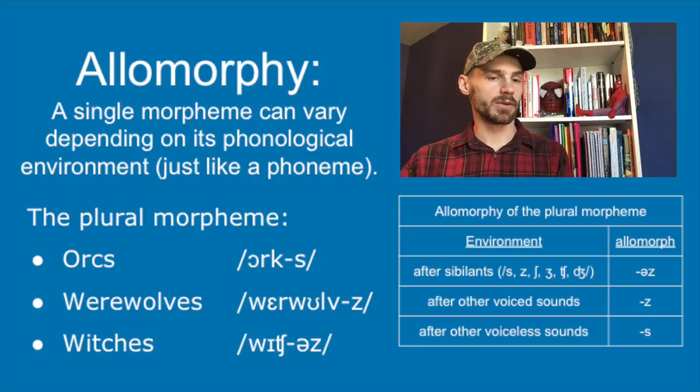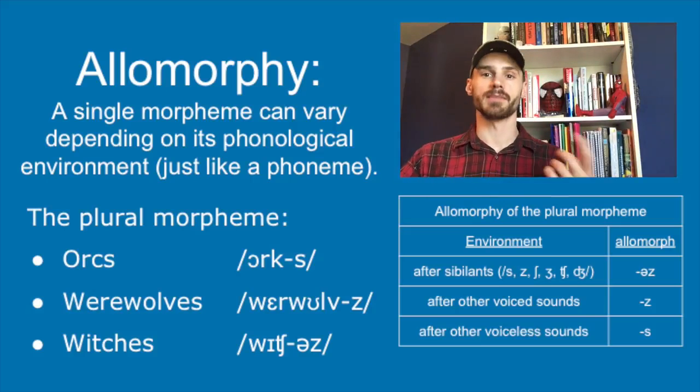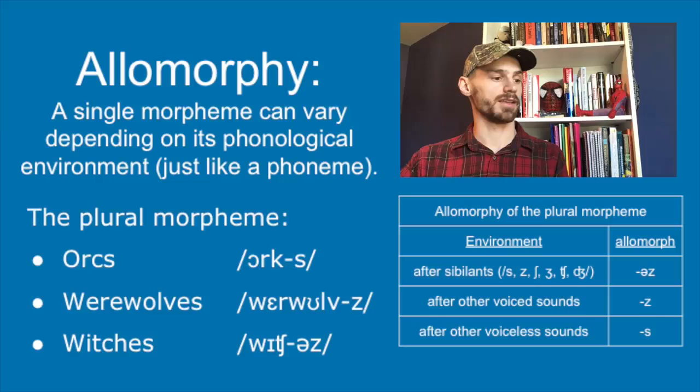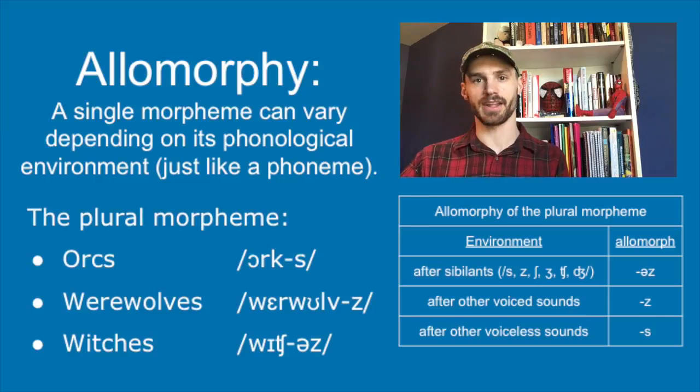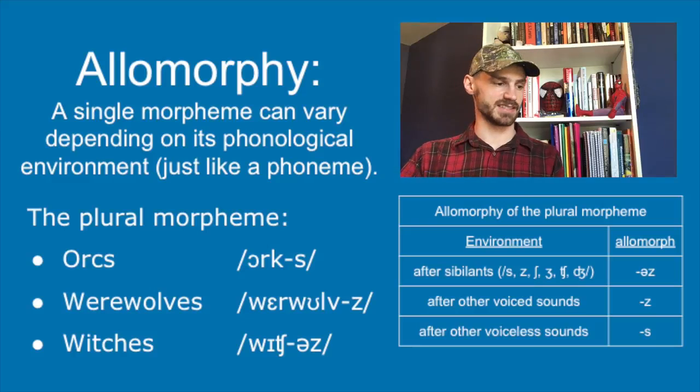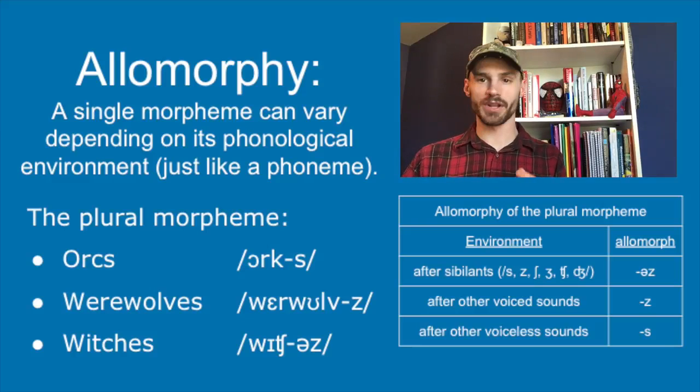So, in words like orc, in order to make that word plural, you put an S sound at the end. Orcs. In the word werewolves, you put a Z sound at the end. And in the word witches, you put an "uz" sound at the end. Now, it's not "witch-s," and it's not "witch-z," it's witches. So you're including a little bit of a vowel in there.